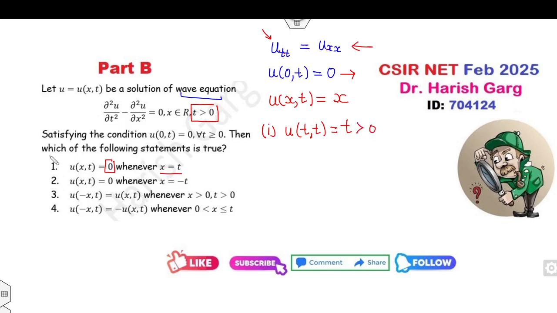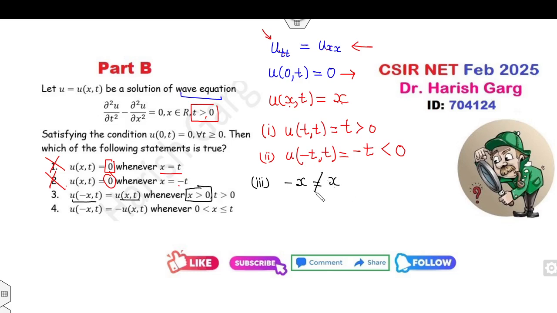क्या ये कभी जीरो आएगा, कभी नहीं आएगा, बिकॉज द वैल्यू ऑफ द t इज पॉजिटिव, सो फर्स्ट ऑप्शन इज कैंसल। सेकेंड सॉल्यूशन, u of whenever x is equal to minus of t, then the solution will be minus of t because this is the value of x. Again t is greater than 0, this number is always less than 0, but he said 0, second option is also cancel out. Third option, whenever x and t are positive, what is the value of the left hand side? Left hand side is minus x, right hand side is x. Can they be equal? No, because x is always greater than 0, so that can never be true.